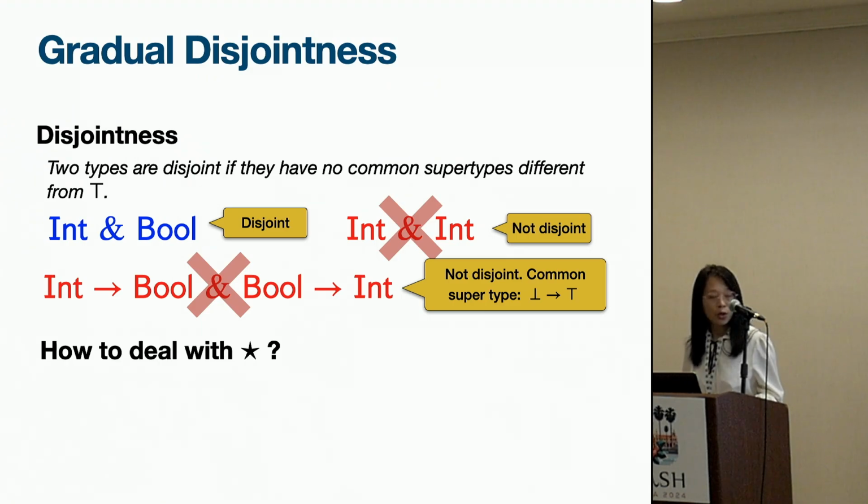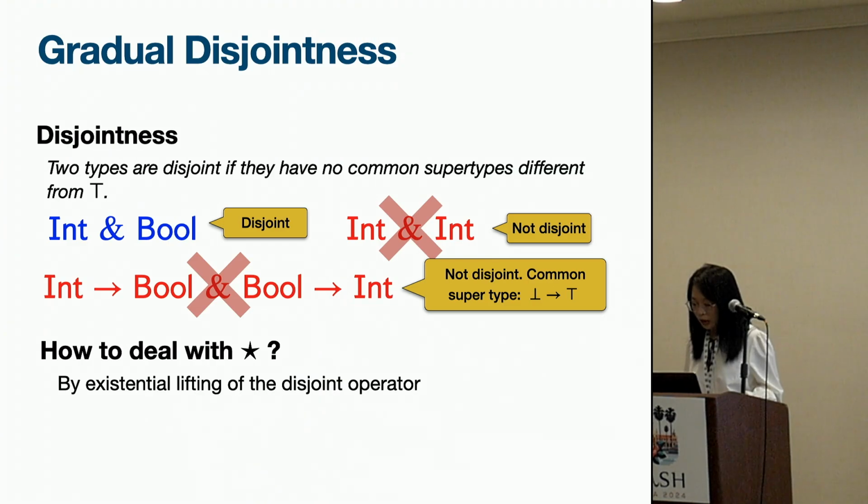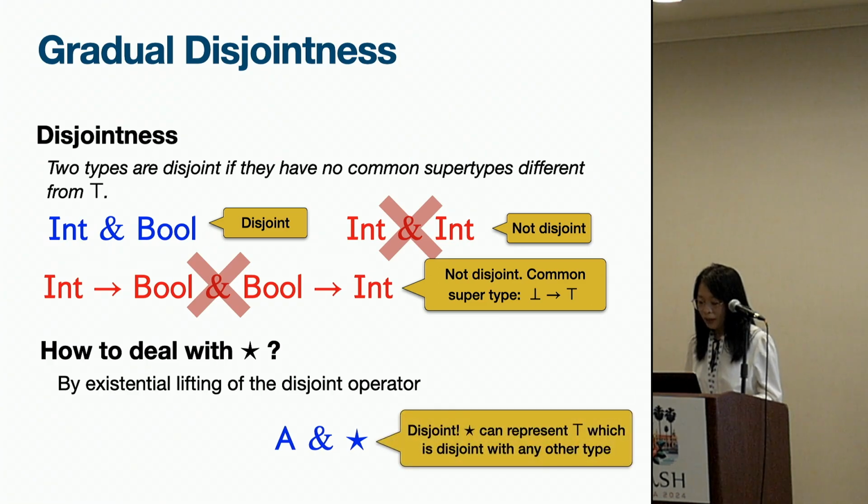Then how to deal with star? It's non-trivial. We use the extension lifting of the disjointness. So basically, every type is disjoint with star because star can represent any type, like top.